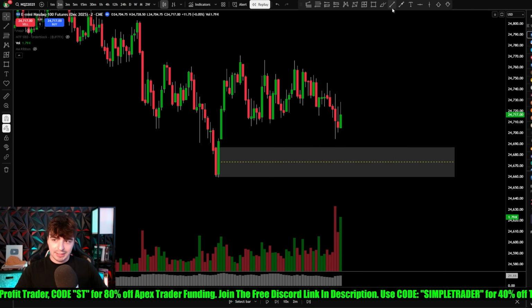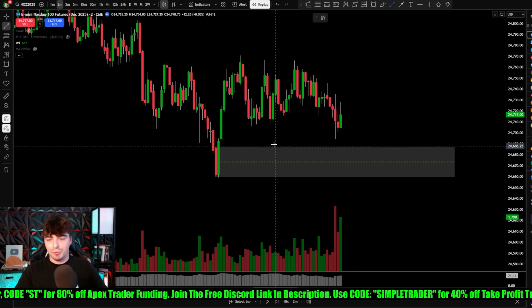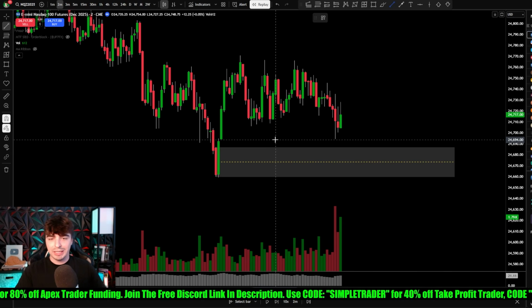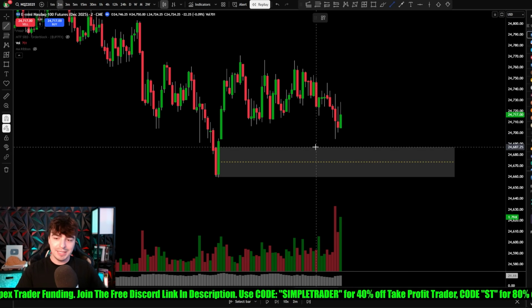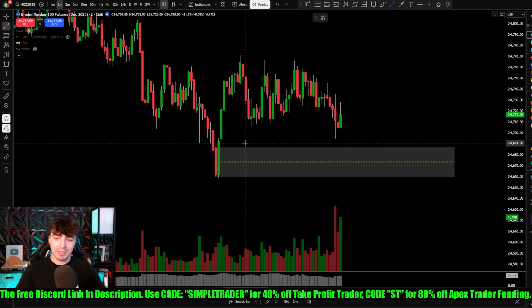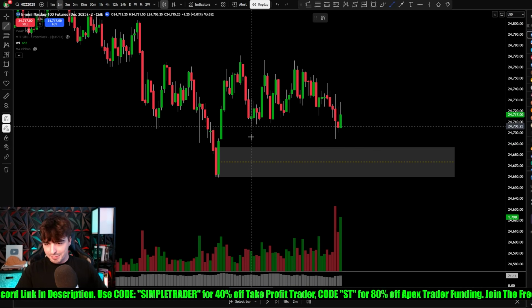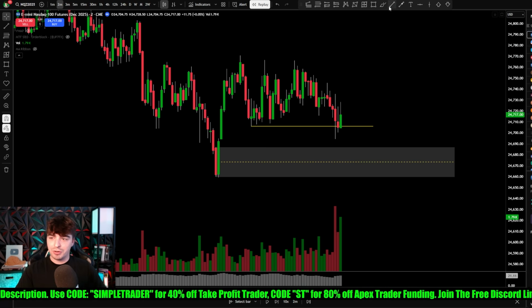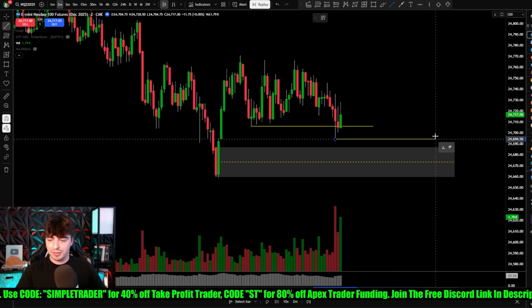Now, what I also like to see is a level of liquidity. What is a level of liquidity? It's just clear lows and clear highs. So in this instance, I'm looking for clear lows because this is where traders are going to be placing their stop losses. And it depends on how you really want to do it, but you could argue that both of these areas are levels of liquidity.